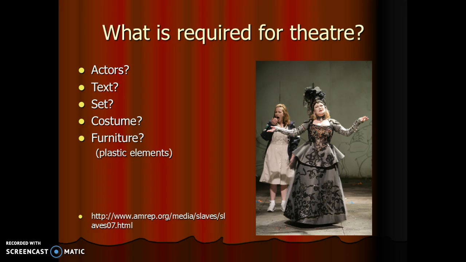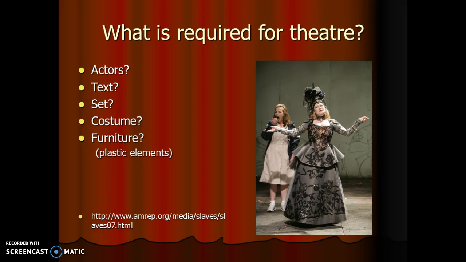Actors, text, do you have to have these things? Do you have to have an actor to make a theatrical event? Do you have to have a text? The text broadly considered, does it have to be something that one person wrote by themselves, handed to a director, and then they produced it with actors? Do you have to have a set? Do you have to have furniture on stage? Do you have to have walls? Do you have to have costumes?